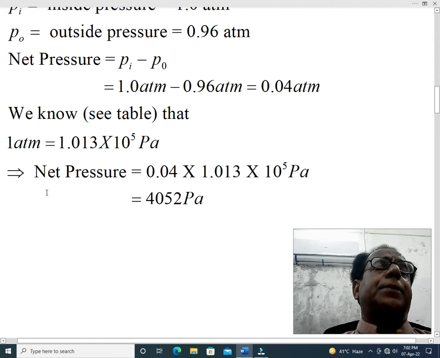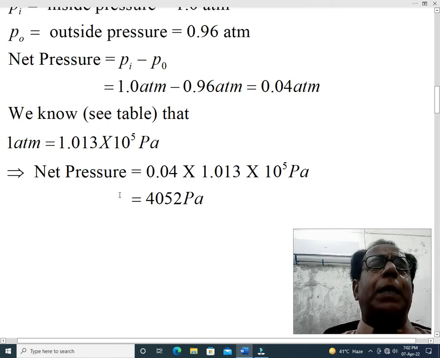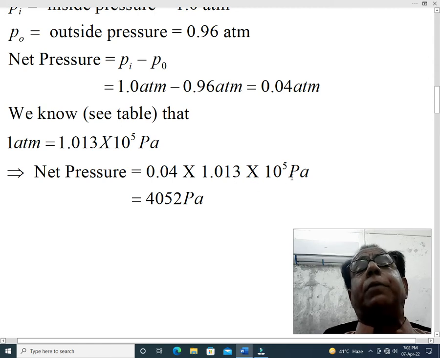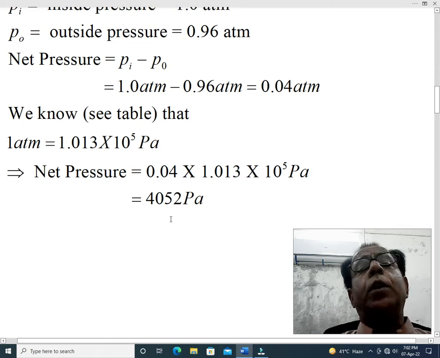This implies that, what we have earlier said, net pressure is equal to 0.04 atm. So now in place of atm we will use this value. This implies that net pressure is equal to 0.04 into 1.013 into 10 raised to the power 5 Pascal. After simplification, this becomes equal to 4052 Pascal, that is 4053 Pascal.